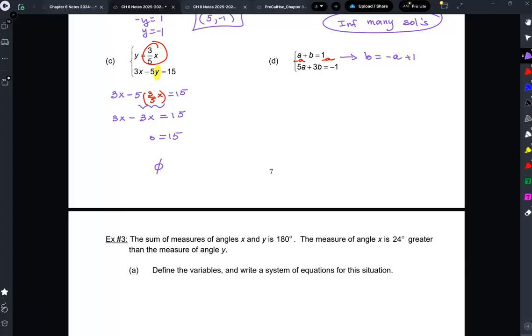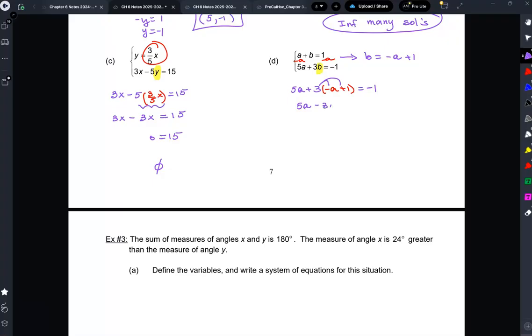Okay, let's see. So here we're going to plug this into the b. Let's plug it into the b where I've highlighted. Here, it's going to be 5a plus 3 times negative a plus 1. Now let's distribute.